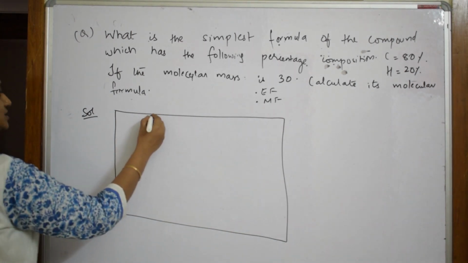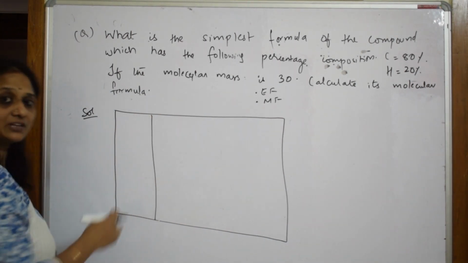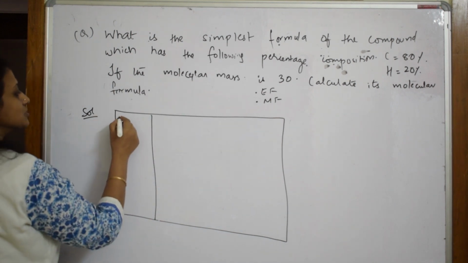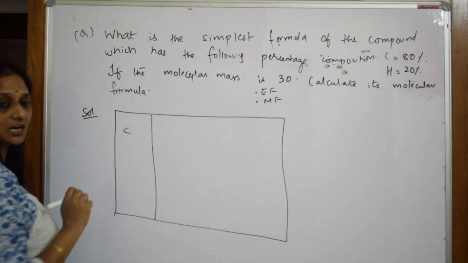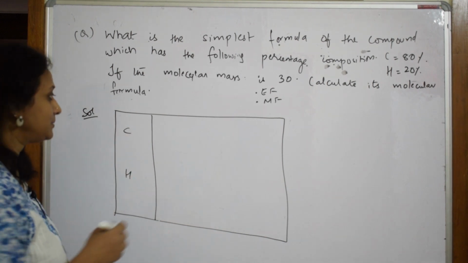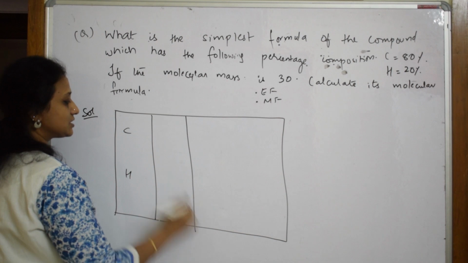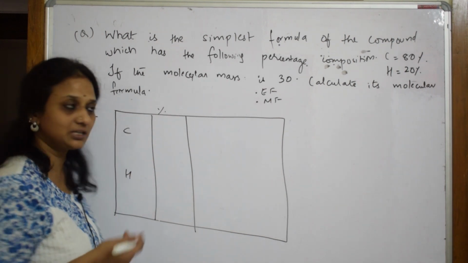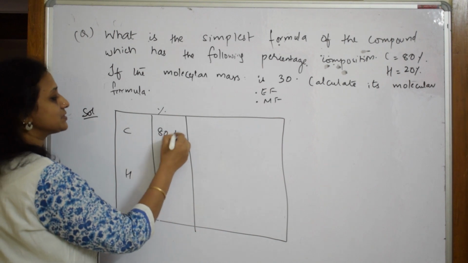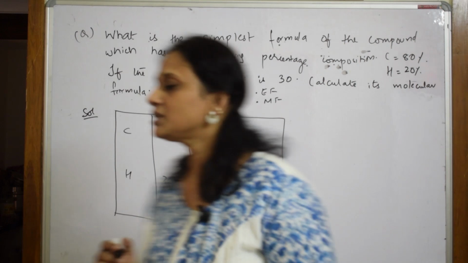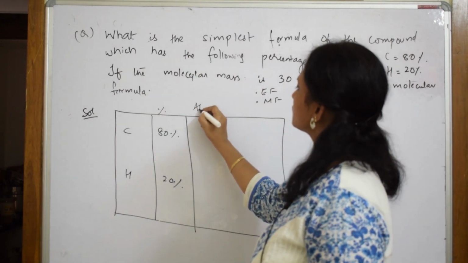Fine. So in the first thing, always this first column will have the name of the element or the symbol of the element. So what did they give us? So this will be element. What is the element? Carbon. Right? I've written the symbol here. Next element is hydrogen. Fine. So in the first column after this, of the element name, you will have percentage composition. As I've explained in the earlier numerical, how much is carbon? 80%. How much is hydrogen? 20%.